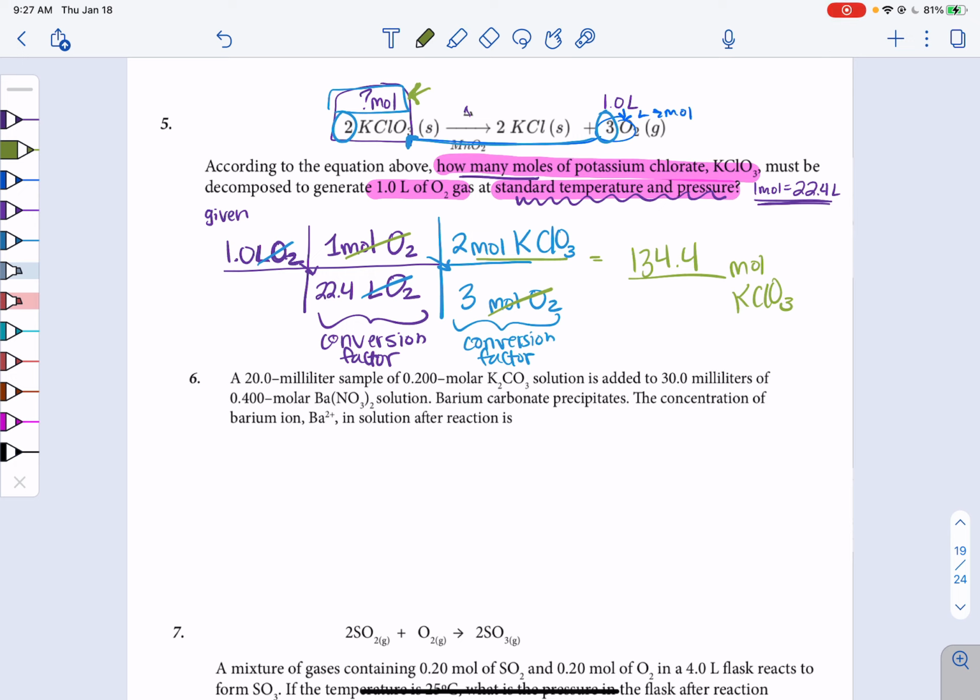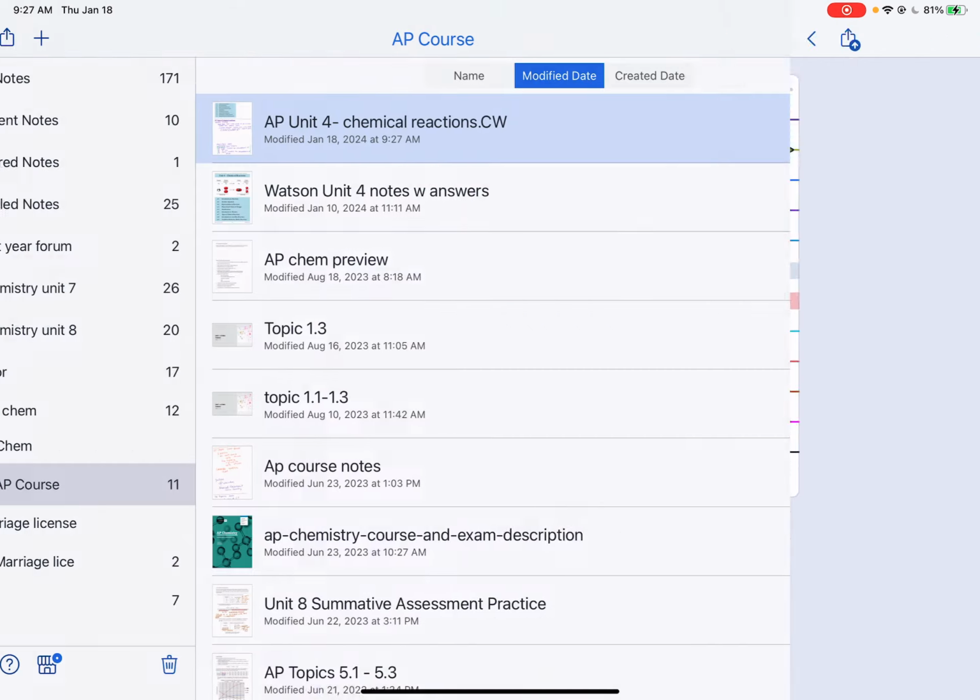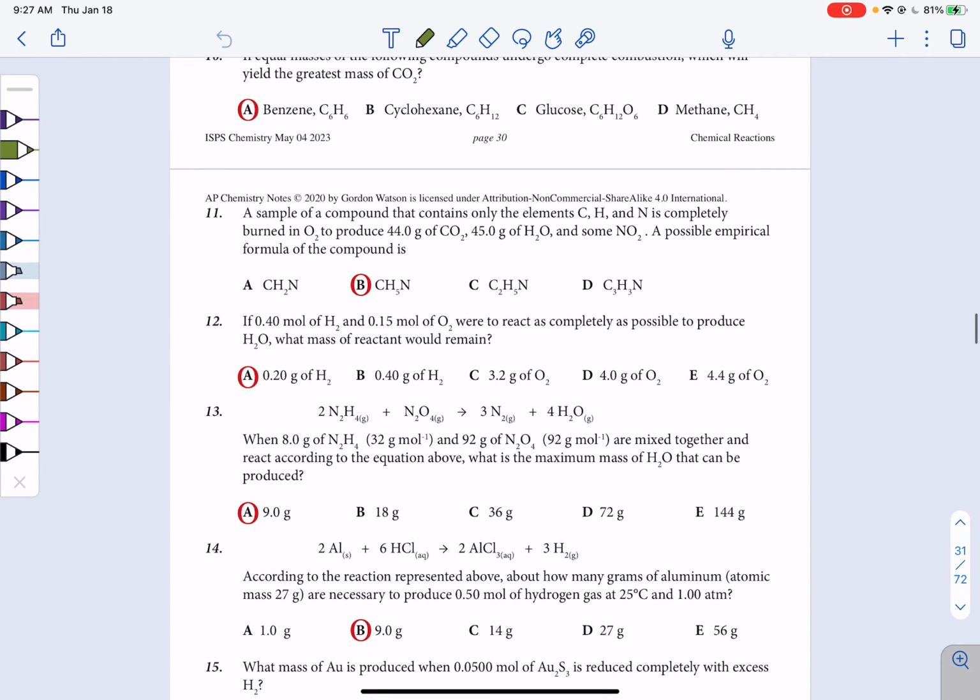Number 5 on your sheet did not even give you, I didn't have to solve this far. It was a bunch of fractions and stuff. So let me go and show you the answers and we can look at that together.